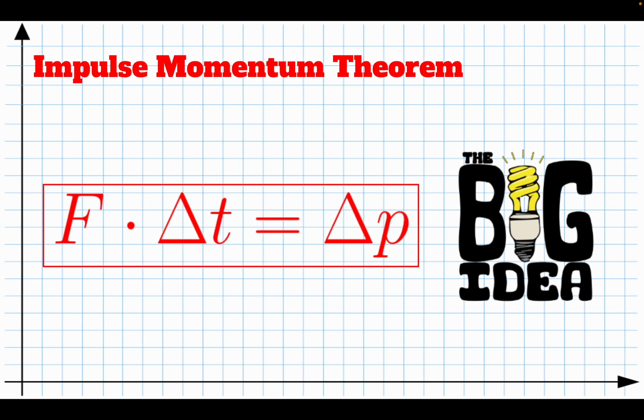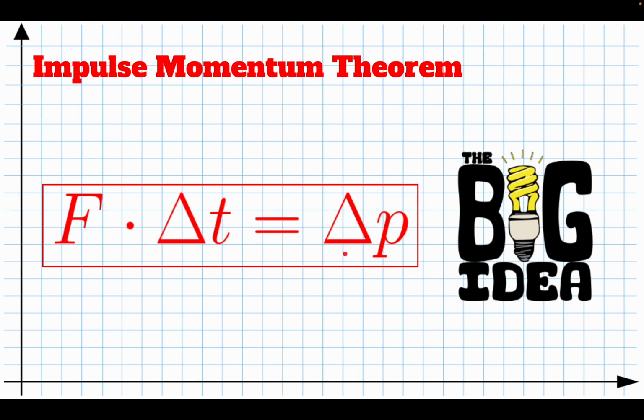So here's the big idea, and this is in your toolbox. The force times the time it acts is called the impulse, and the impulse causes the momentum to change. So we call this the impulse momentum theorem. Okay? So a force times the time causes the momentum to change.